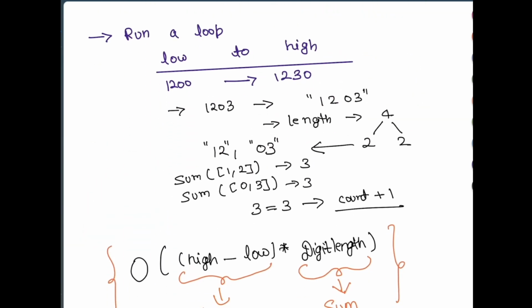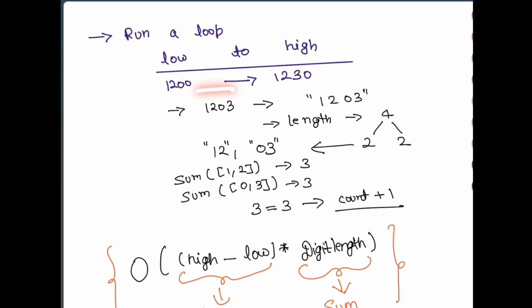What you can do is run a loop from low to high. For example, if the low is 1200 and the high is 1230, you can run a loop from 1200 to 1230, and for each number you can perform an operation which tells you whether this is a symmetric number or not. And if it is symmetric, you can just increase your count.